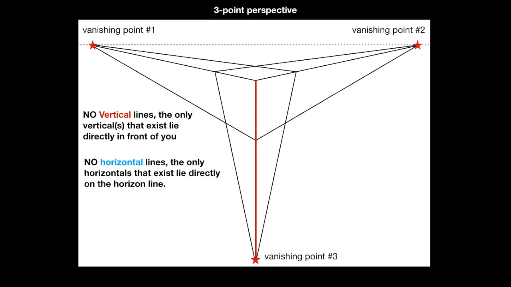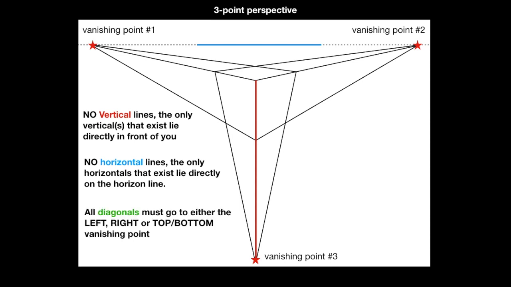Same thing with horizontals, like in 2-point perspective. There are no horizontal lines either. The only horizontals that exist are the ones that would be directly on that horizon line. But we don't have any here, just demonstrating there. And then all of your diagonals are going to go to either the left, the right, or the top or that bottom vanishing point. And here I have these in green again, okay?